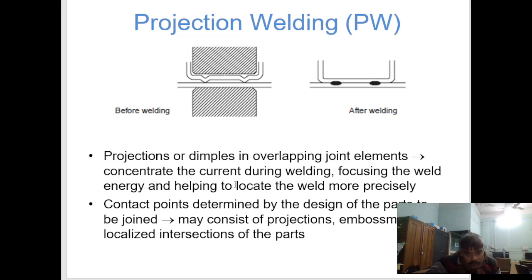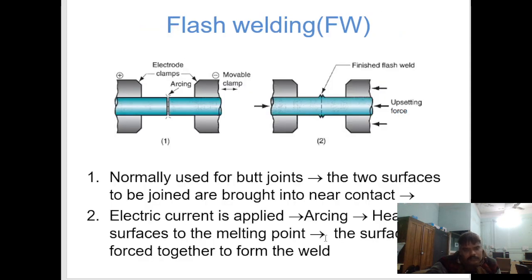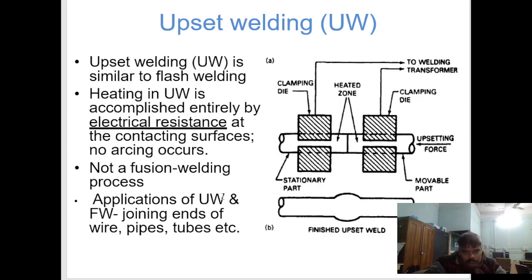The contact point is determined by the design of the part to be joined and may consist of a projection, embossment, or localized intersection of the parts. Flash welding is normally used for butt joints. The two surfaces to be joined are brought into near contact. Electric current is applied, heating the surfaces to the melting point. The surfaces are forced together to form the weld.